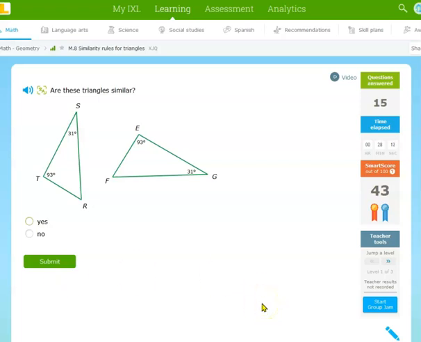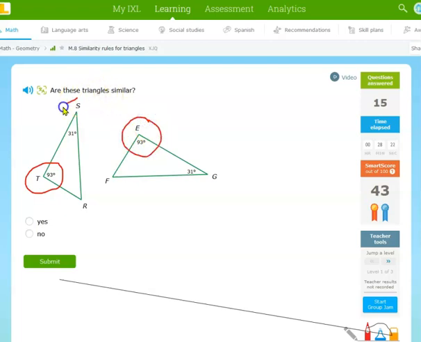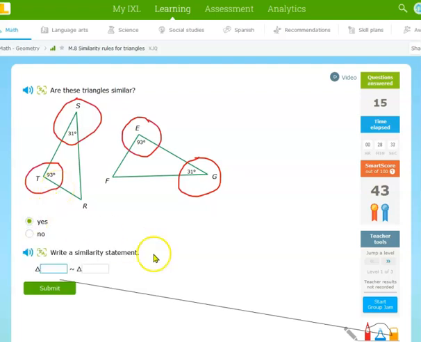Okay. Ooh, cool. Here's another one. Oops. So we've got 93 and 93. And look at that. We've got 31 and 31. We don't even have to use the triangle angle sum theorem. Okay? We already have two sets of corresponding angles. So yeah, these are similar.